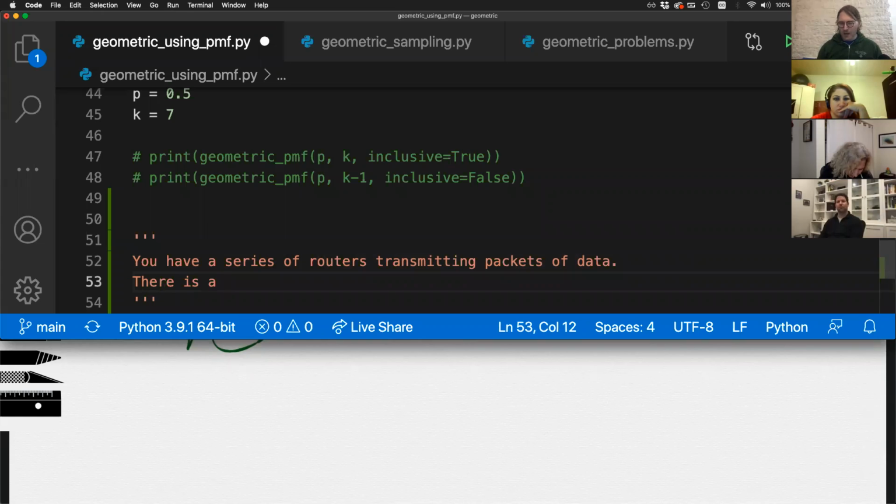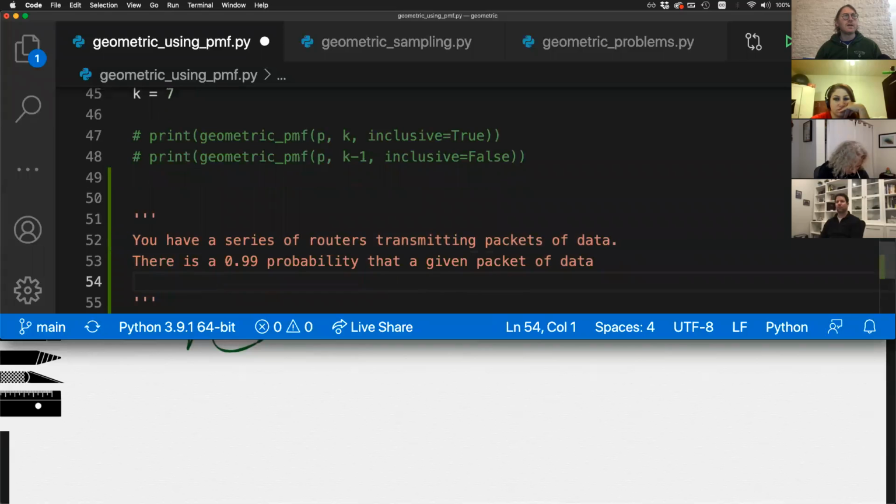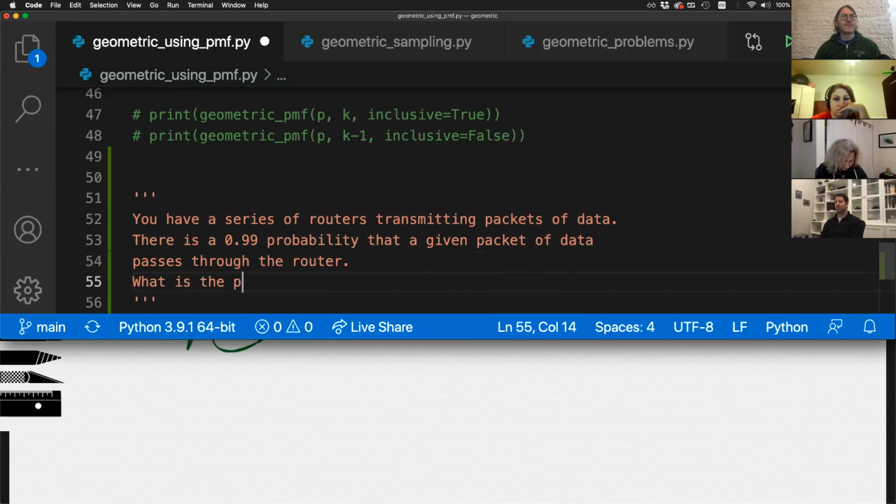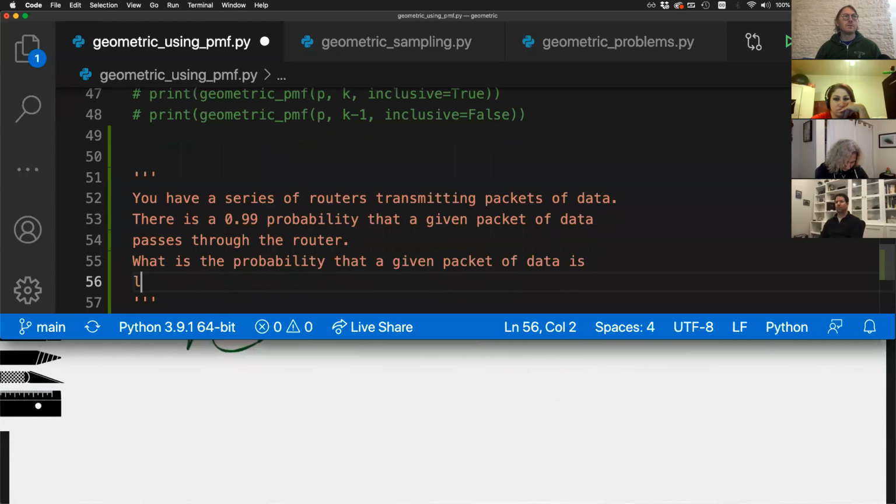So if we think about the problem as that, you have a series of routers. There is a 0.99 probability that a given packet of data passes through the router, right? What is the probability that a given packet of data is lost, we usually say dropped, right, is lost in, let's say, the 15th router.